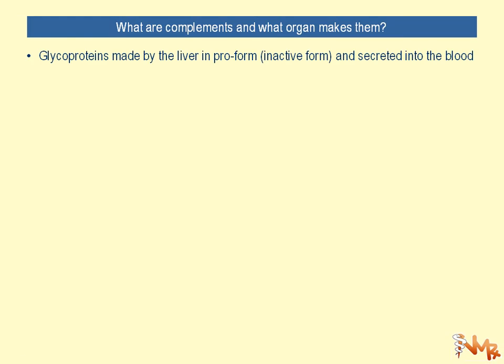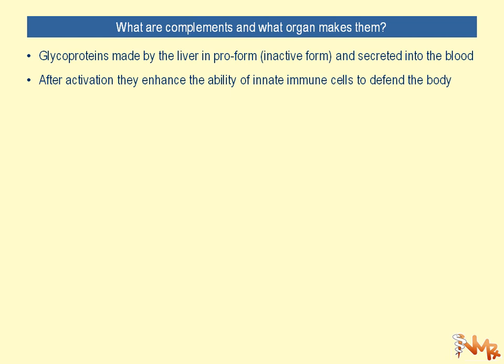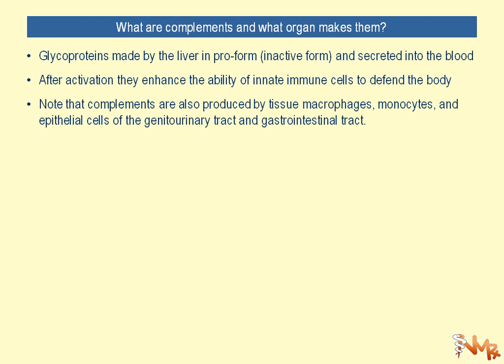Complements are glycoproteins made by the liver. They are made in pro form. The pro form of the complements are inactive. They are secreted into the blood and they will get activated, as we're going to see shortly, in the blood. After activation, complements enhance the ability of the innate immune cells to defend our bodies. Note that complements are also produced by tissue macrophages, monocytes, and epithelial cells of the genitourinary tract and gastrointestinal tract.